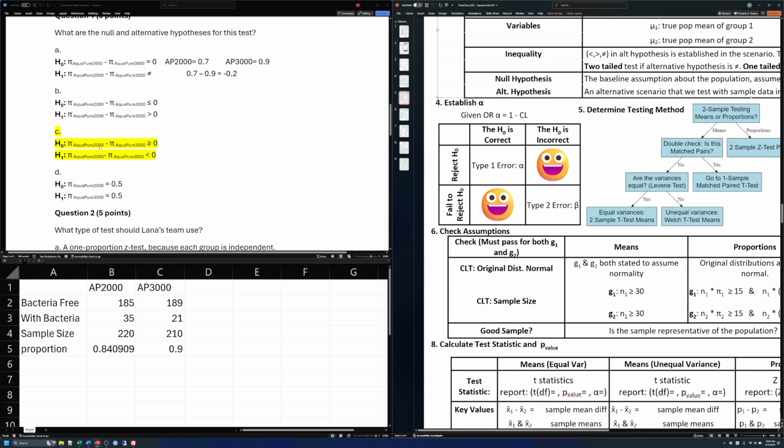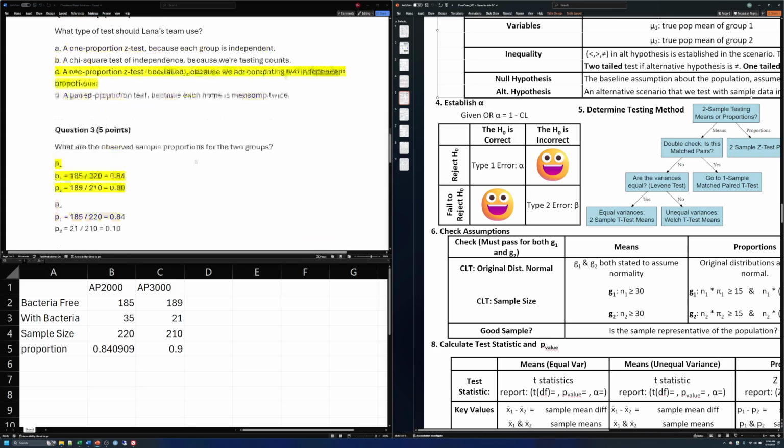Let's go ahead and look at our hypotheses that we set up real quick. So a type 2 error says that we are going to fail to reject the null hypothesis, which means that we do not show that AquaPure 3000 is better than the AquaPure 2000, but in reality, the AquaPure 3000 is outperforming. So let's go take a look and see what we've got.